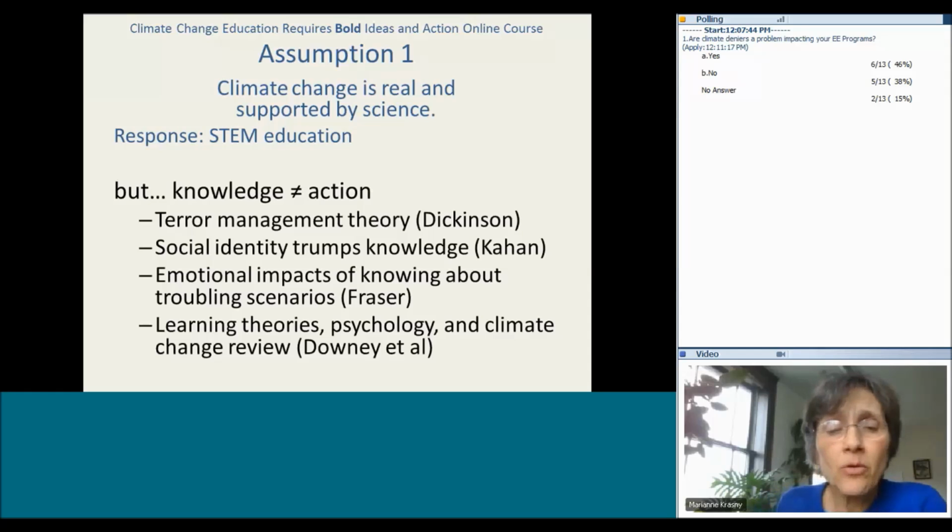And then lastly, I wanted to mention this reference, Downey et al., which came out of an online professional learning community that was conducted by Karen Holweg with EE Capacity. And this publication, which again you can access by going to the slide with the references at the end, talks about learning theories and psychology and how they apply to climate change education and communication, and comes up with some of the same points about knowledge not leading to action that I've talked about here.